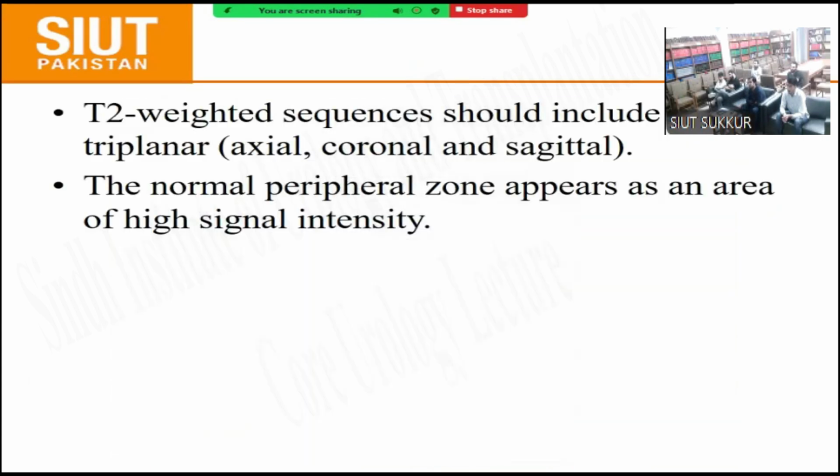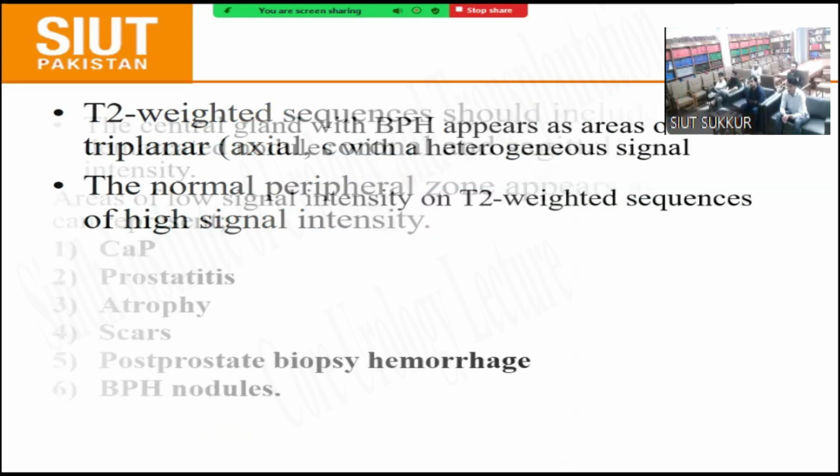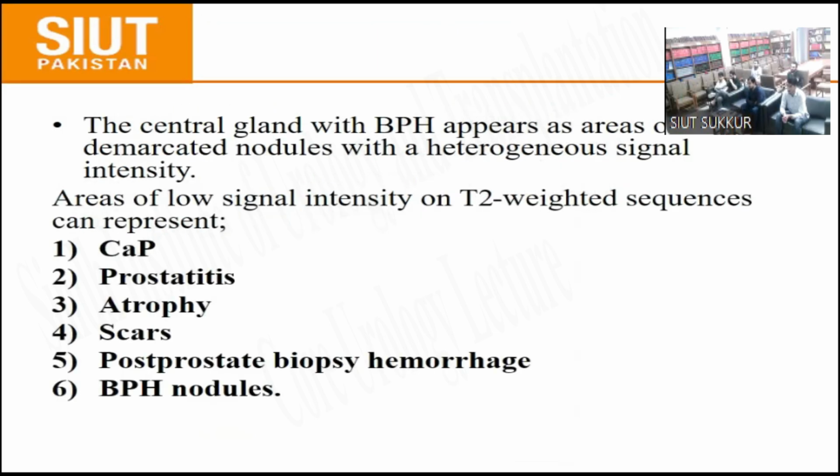T2 weighted image sequences should include triplanar images: axial, coronal, and sagittal. The normal peripheral zone appears as an area of high signal intensity. The central gland with benign prostatic hyperplasia appears as well-demarcated nodules with heterogeneous signal intensity. Areas of low signal intensity on T2 weighted sequences can represent CA prostate, prostatitis, atrophy, scar, post-prostate biopsy hemorrhage, and benign prostatic hyperplasia nodules.